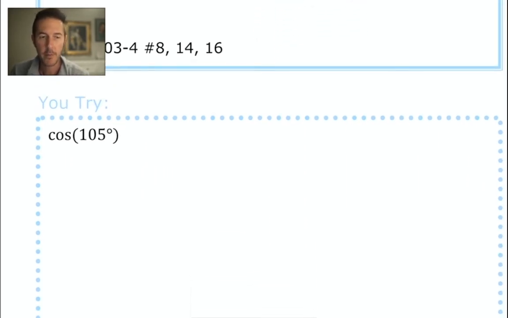Cosine of 105. This is not an angle measure that we're familiar with, so we need to figure out a different way to write the 105. Could we write it as the sum of two angles? Absolutely. 60 plus 45, that works. Could we write it as the difference of two angles?